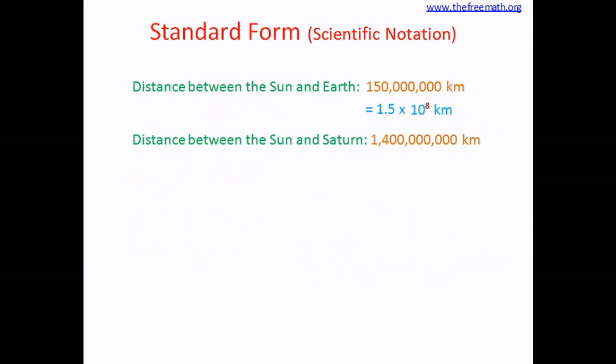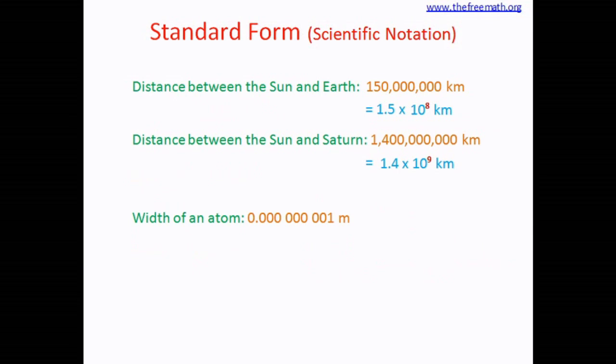The distance between the Sun and Saturn is 1,400,000,000 kilometers. So if you want to write this using standard form, it will look like this, 1.4 multiplied by 10 to the power of 9. Because the decimal point crosses 3 plus 3 plus 2, that means 8 zeros and the digit 4. So it crosses over 9 digits. These were the examples of big numbers.